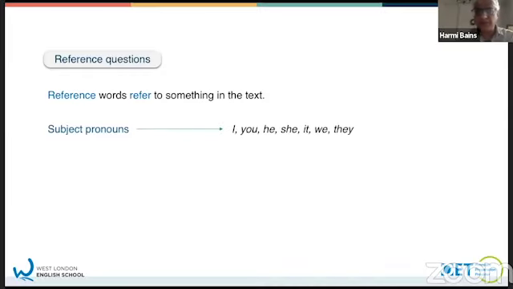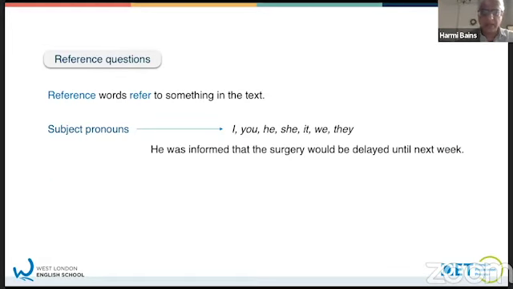So common reference words, often pronouns, subject pronouns: I, you, he, she, it, we, or they. An example here: he was informed that the surgery would be delayed until next week. And you can see the pronoun here, he. And you think, what is he referring to? It's probably referring to a previous sentence. Maybe it's talking about the patient. And we have these reference words, if you like, so we avoid repetition. And you can see we've probably said the patient's name. Now we've moved on to he.